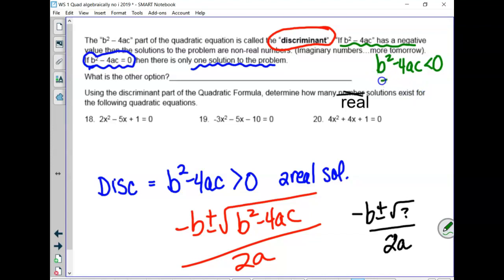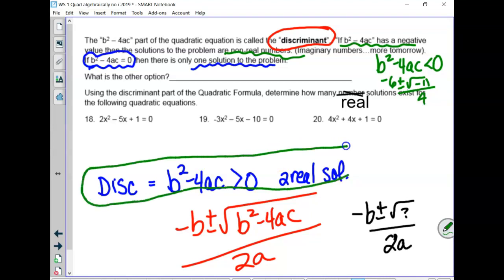So you end up with, say, -6 plus or minus the square root of -11 over 4. Do you have real solutions? No, you have imaginary ones. So you have no real solutions. Okay, you have non-real numbers or imaginary numbers. That's what we're going to talk a little bit more about today. The other option is this that I wrote down here. If it's greater than 0, there are 2 real solutions.